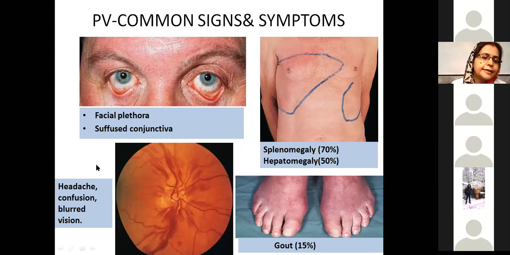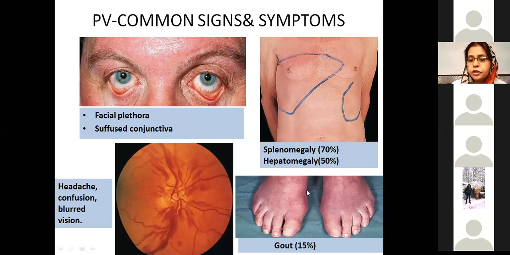It results in headache, confusion, and blurred vision. Why is there blurred vision? Because the retinal blood vessels are engorged. Since they are thin, they tend to rupture and there is collection of blood or hematoma within the retina, due to which the vision becomes blurred.